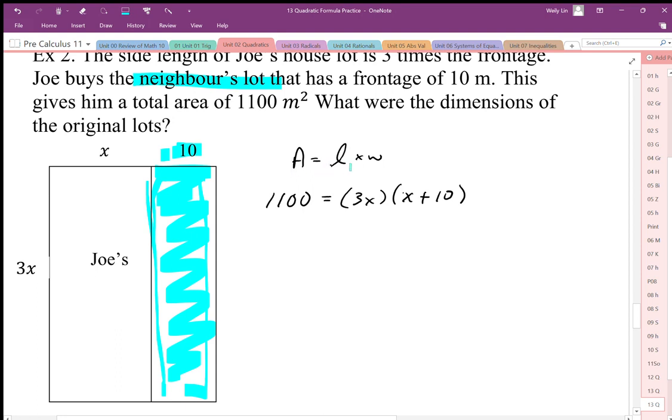Again, area equals length times width for this rectangle. We've been told the area is 1100, and length and width we can say is the length is going to be 3x and the width is going to be x plus 10. And so there's the length and width. We have our quadratic equation. To solve this, I need to expand this out to get my squared here. I want it in general form to start with, and I'm going to make it equal to 0.